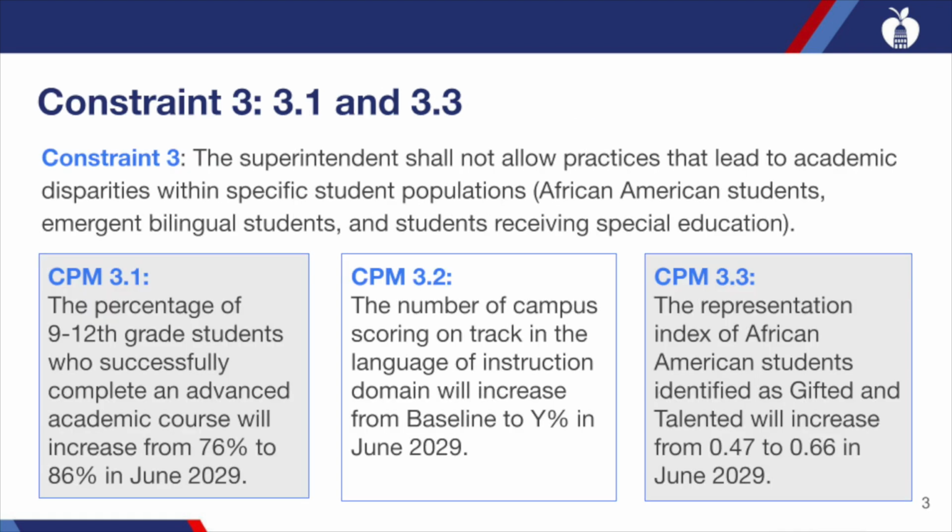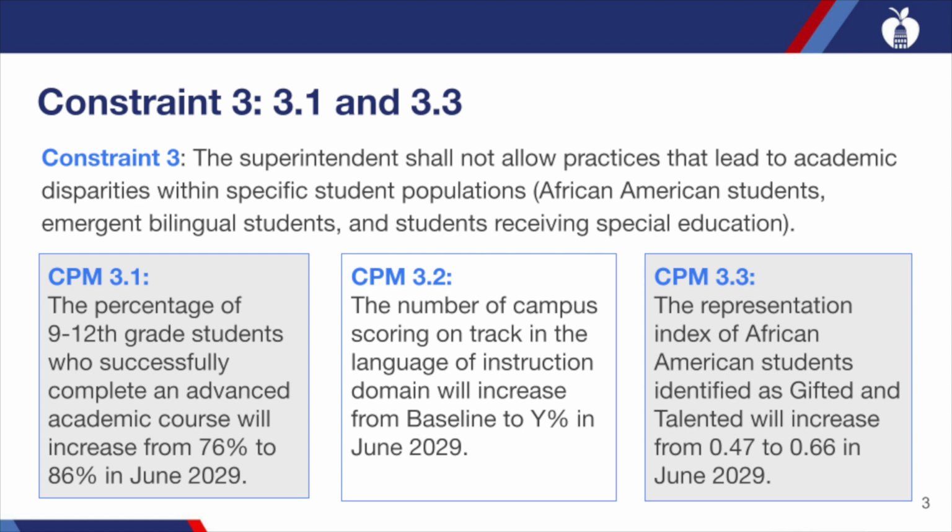In addition to goals, the board-adopted scorecard includes constraints, which are areas connected to our values that we cannot overlook while we work to improve student outcomes and meet our goals. Constraint 3 is focused on historically marginalized student populations, specifically African American students, emergent bilingual students, and students receiving special education services. While there are 3 constraint progress measures, we will only be discussing 2 of them today.